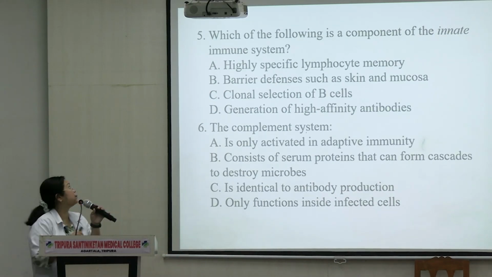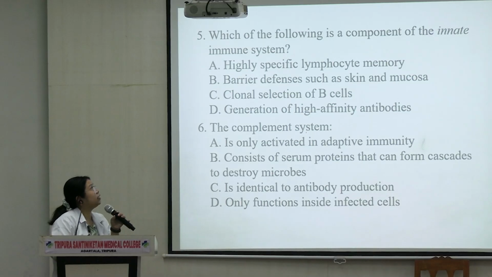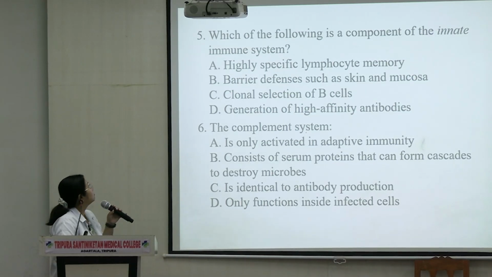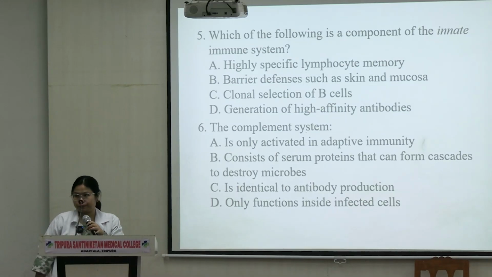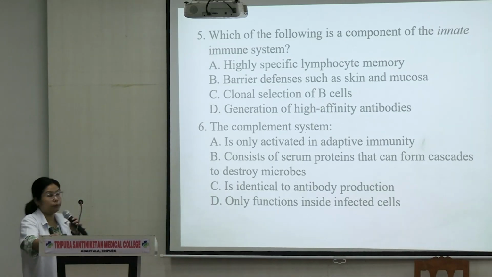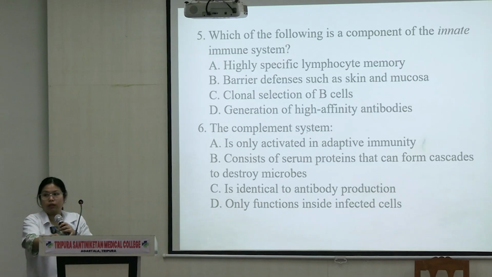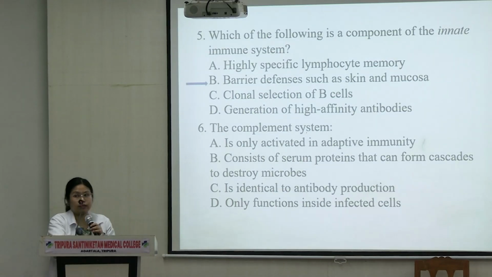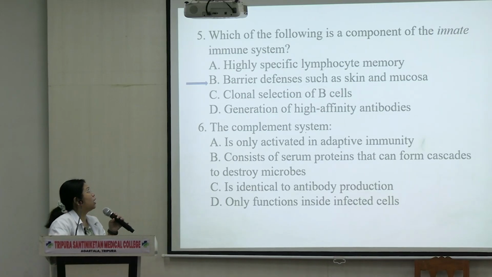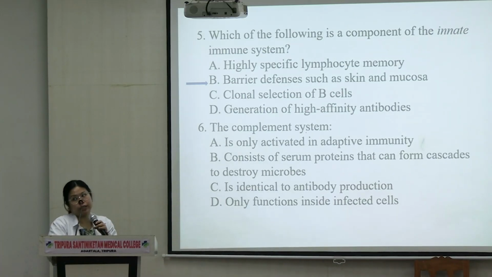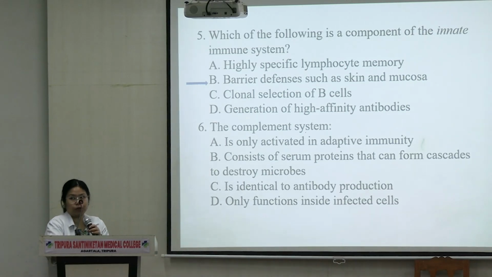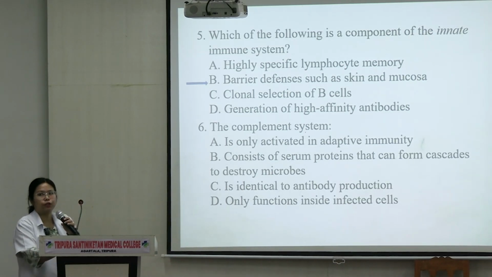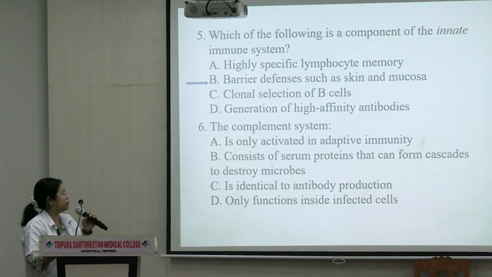Okay, next, this side. Which of the following is a component of the innate immune system? Is the question visible? B? All agree with B? So the answer is B, because there is no memory for innate immunity. There is no antibody generation for innate immunity. It's a part of humoral immunity, which is a part of the adaptive immunity.